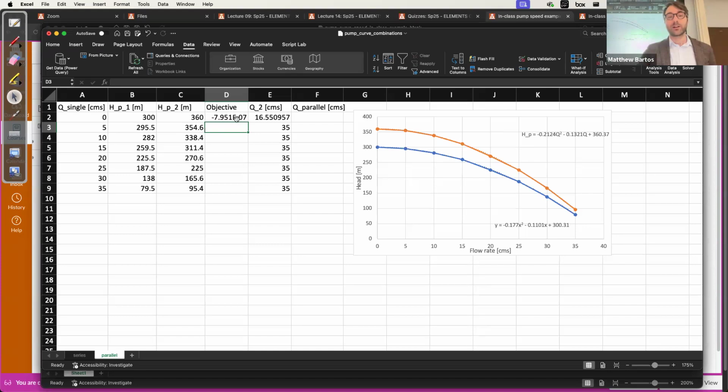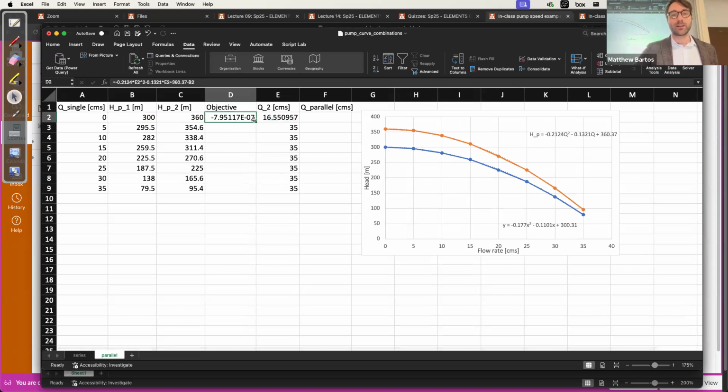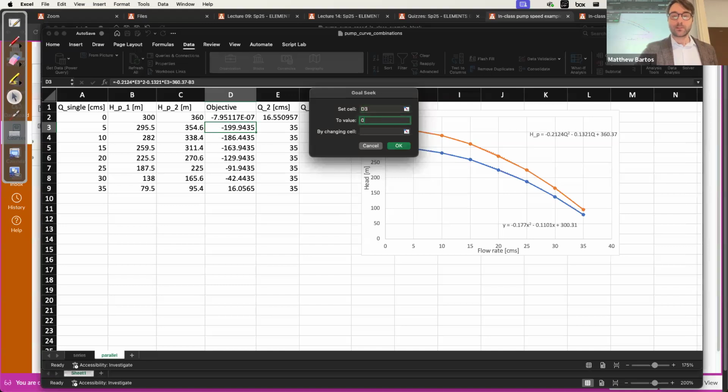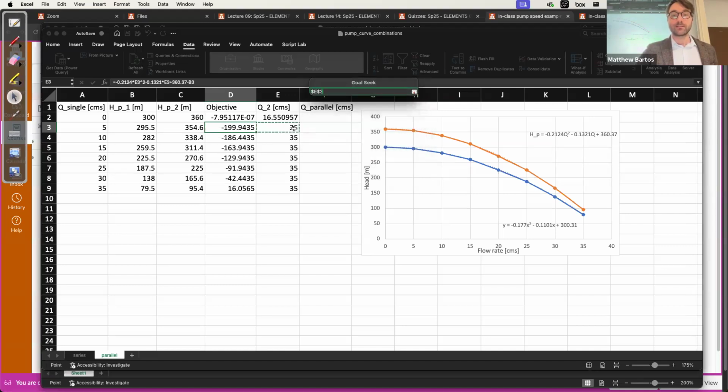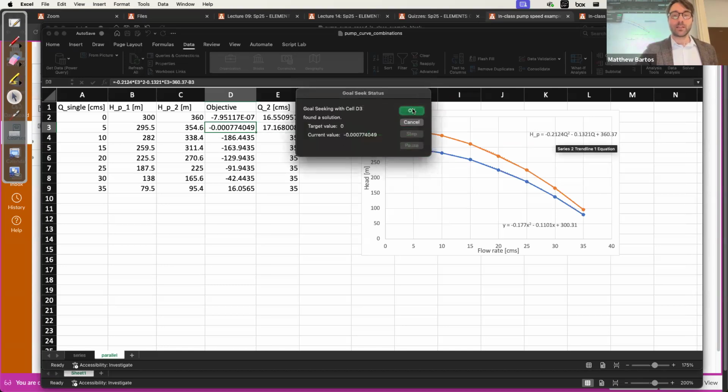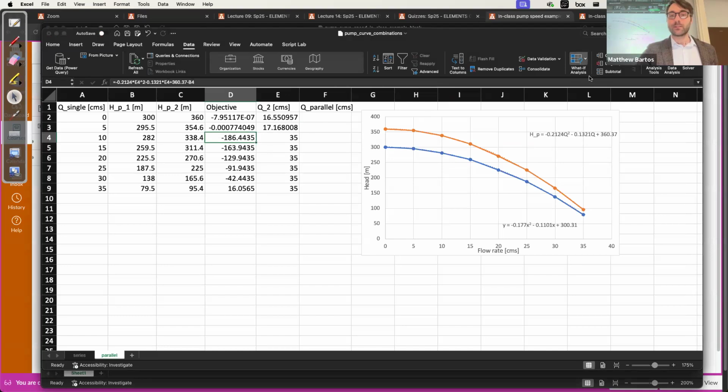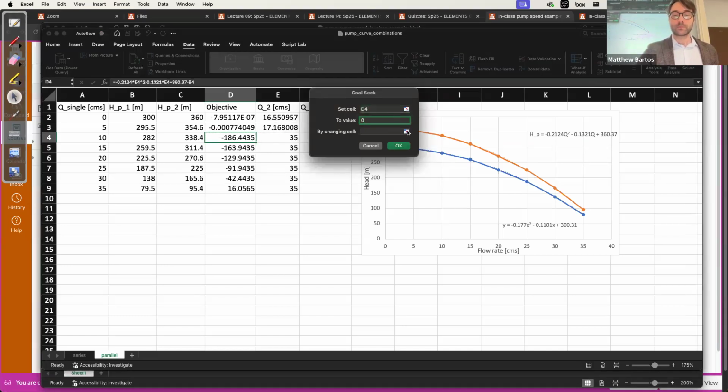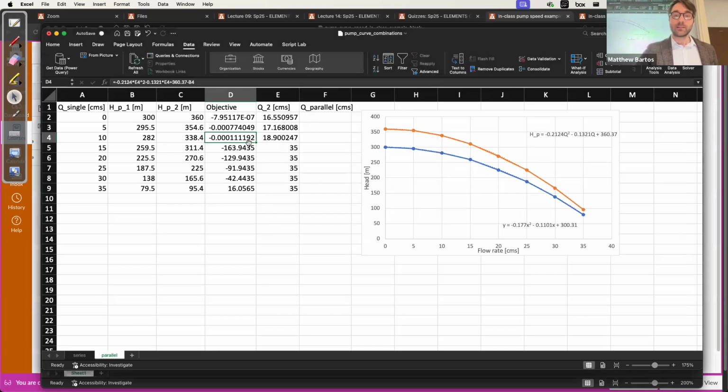But essentially, we do this for each one of these here. Instead of putting in 300 hard-coded here, I'm going to reference cell B2. That way I can just drag this whole thing down. And then we can do Goal Seek for each one. So set D3 to value 0 by changing cell E3. And we just go down the list and do this for each one. And we will end up with the discharges for pump curve 2 corresponding to the heads for pump curve 1.